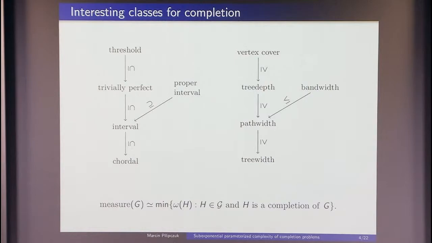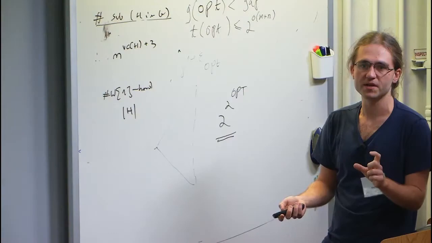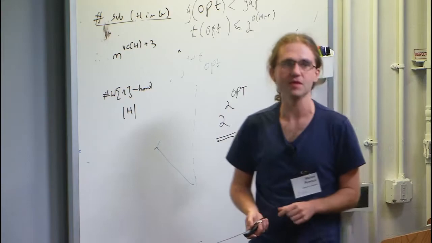There are other measures like vertex cover size, treedepth, and bandwidth, which correspond in the same sense to proper interval, trivially perfect, and threshold graphs. You can make this correspondence, and this tilde usually means there's a plus or minus one error, because somebody subtracts one from the size of the bag, that means there's some minus one up there or something. Okay, so those are the classes we are going to study here.